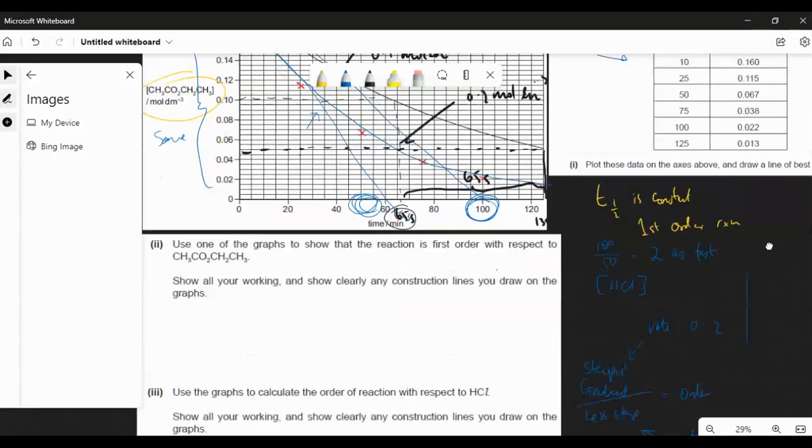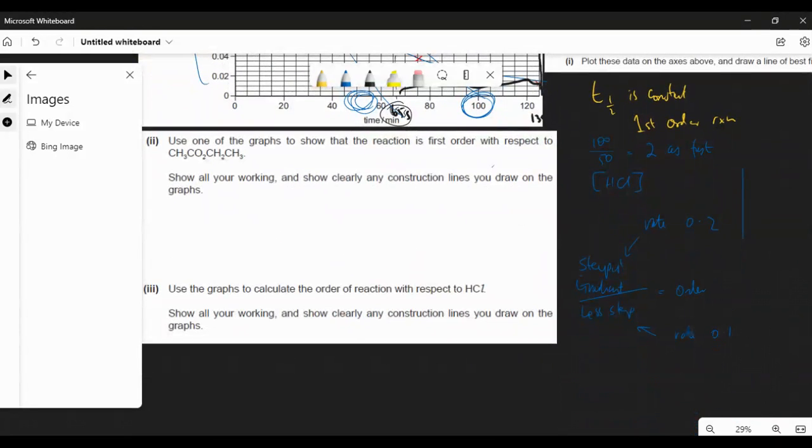I hope that makes sense. I know I made a mess of that, haven't I? So this isn't the order. This doesn't give the order at all. I shouldn't have said that. It just gives you the ratio of rates.